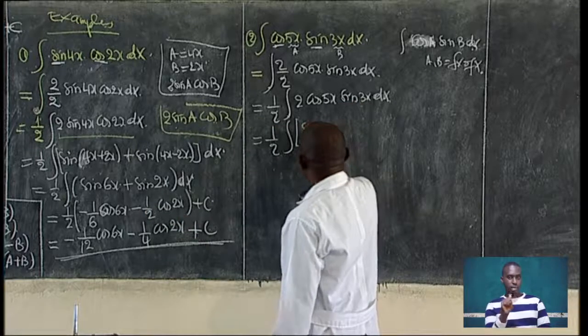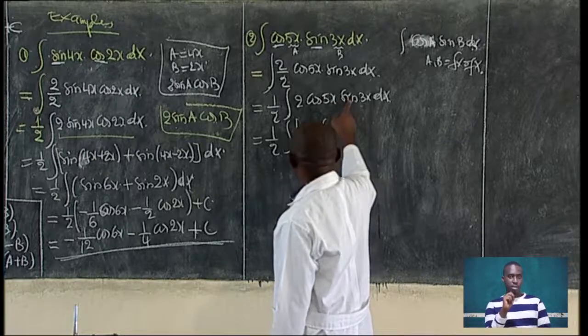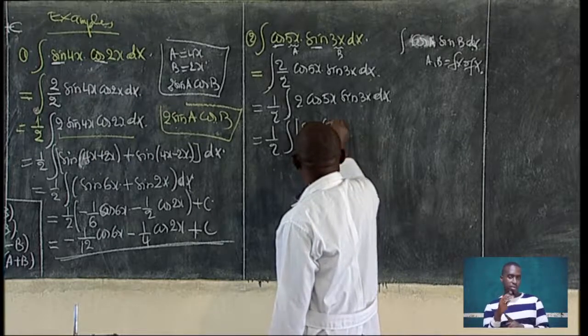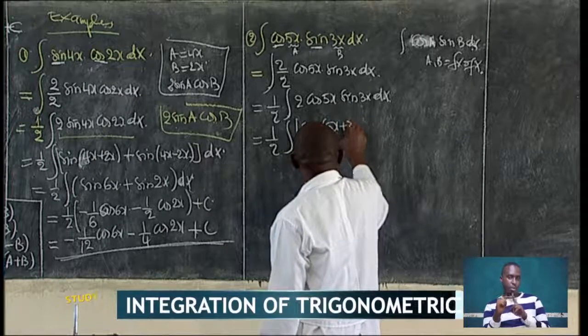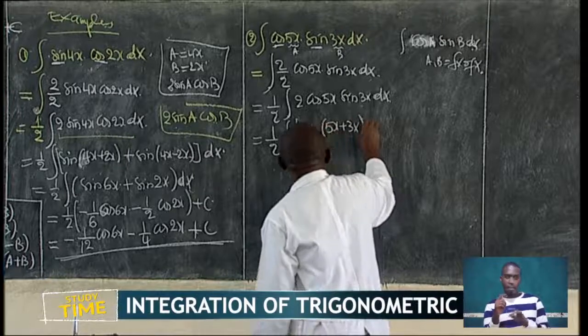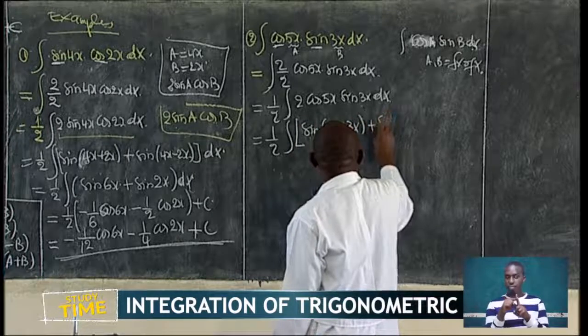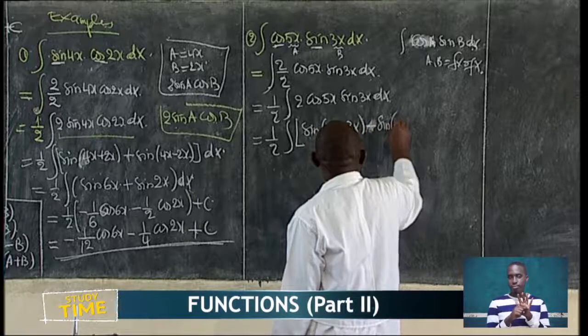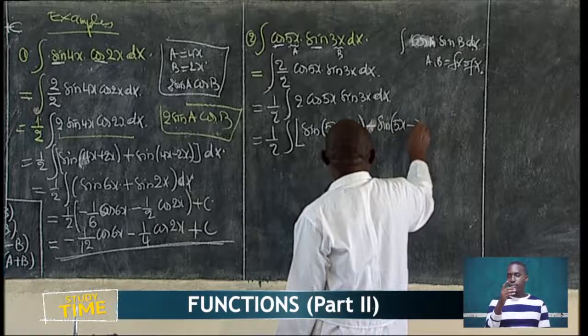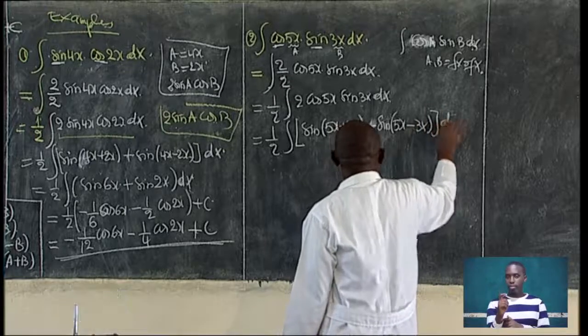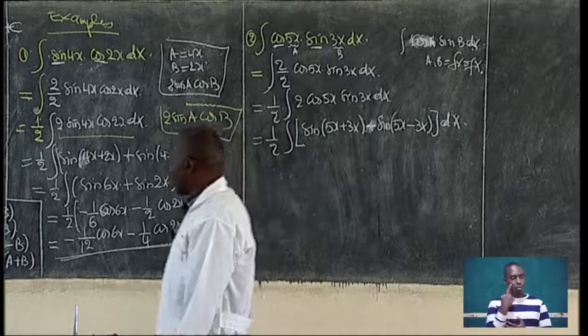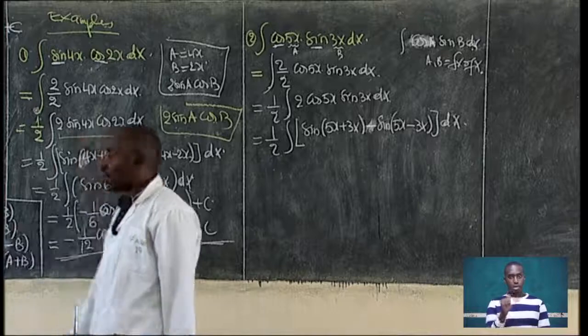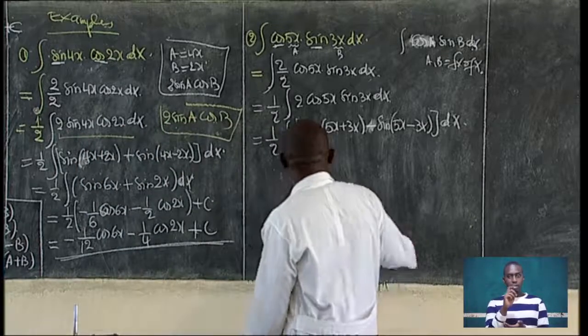That is sine of A plus B. It means 5x plus 3x, plus sine, it is minus, 5x minus 3x, dx. Check the formula is correct. Yes, it is there. Minus sine of A minus B.